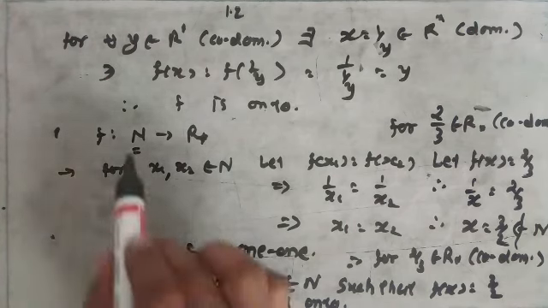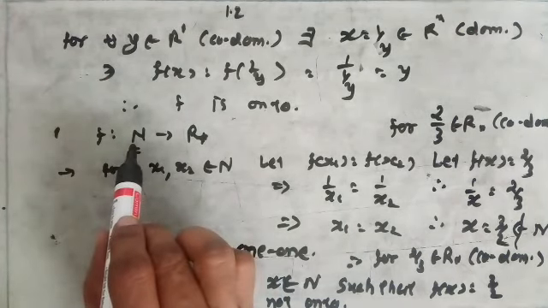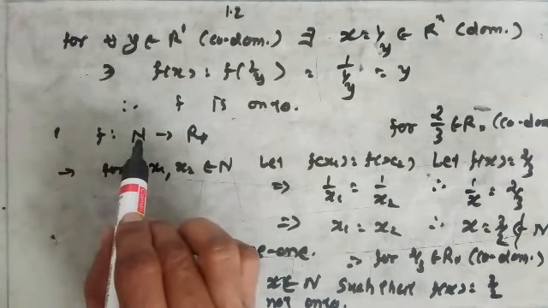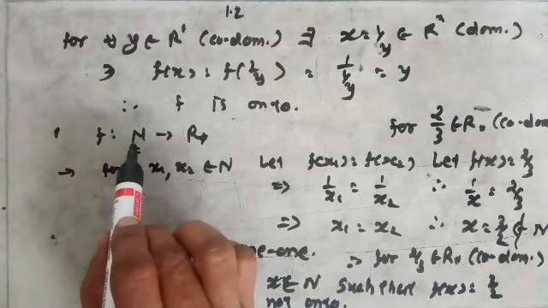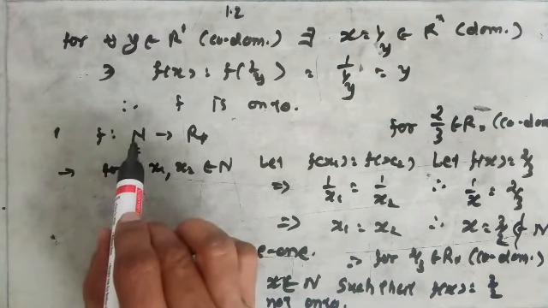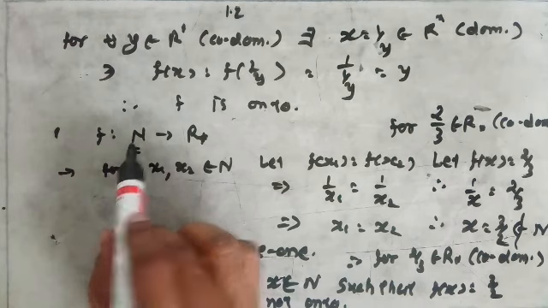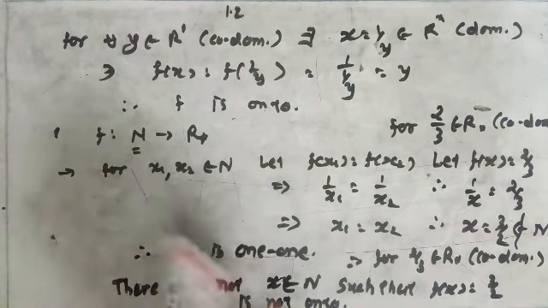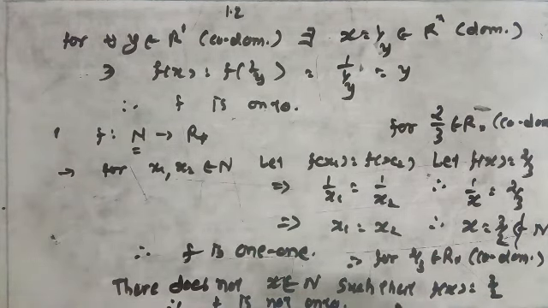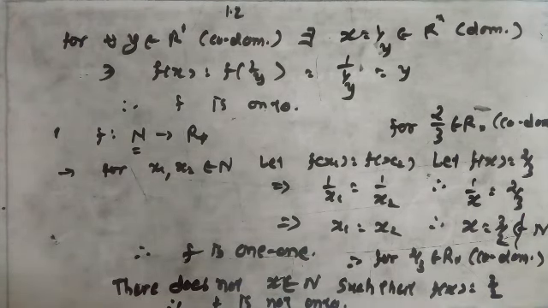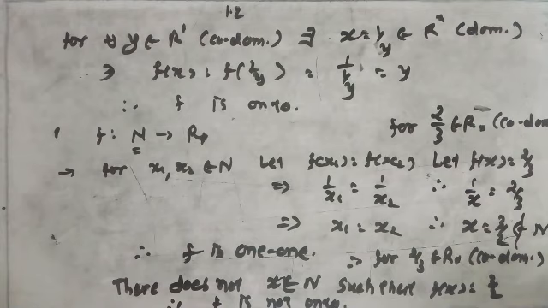Clear? So if we change its domain, in place of this we write N, then this function is one-one only, but not an onto function, not a surjective function. The remaining questions we will solve in our next exercise.